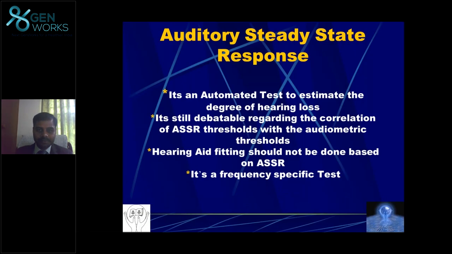cortex. Now there's another test called the auditory steady state response. This is an automated test. This is also an objective test. Some children may not be able to respond to the sounds properly. So you do this test and automatically you can measure the hearing sensitivity.